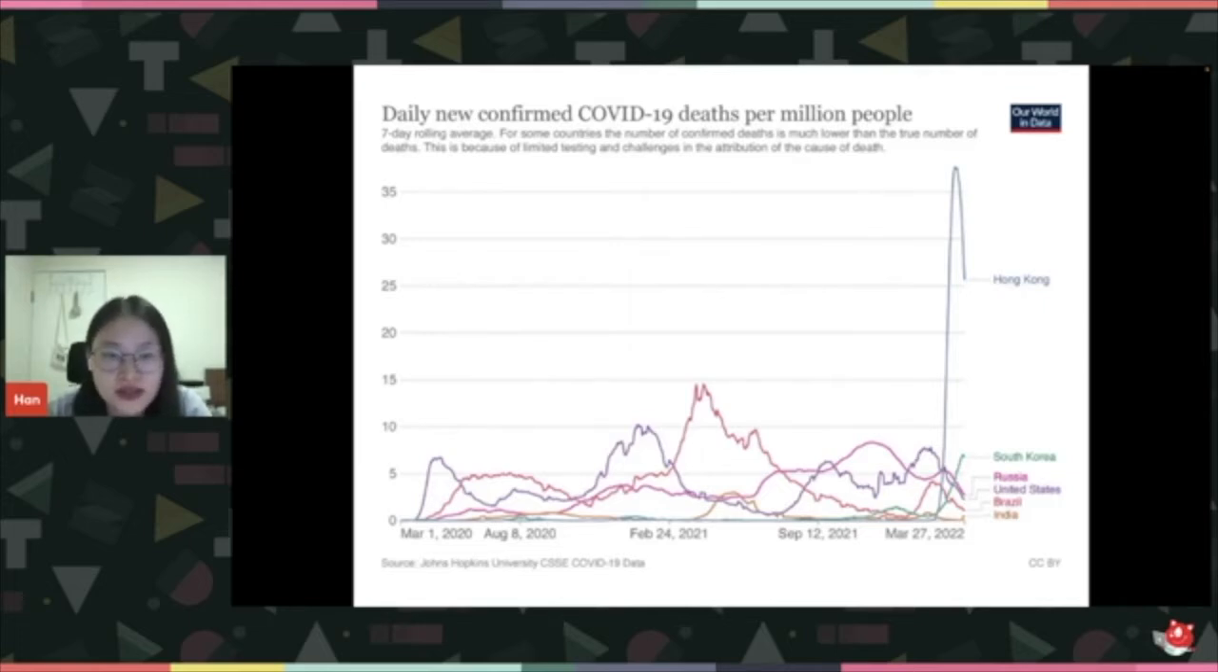Some of them may have just lost their loved ones in March. So I think that is a very good data point to prepare something for the Qingming Festival this year. So I go to the website Our World in Data, and they have almost every type of data related to coronavirus, like the daily infections and daily deaths of all the countries. So I select Hong Kong and also other places which have very high infections.